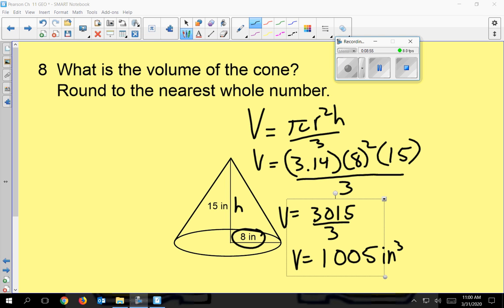Okay, so going ahead, they gave me everything that I needed. I plugged it in. Pi r squared was the base, and I'm dividing it by 3. So I plugged everything in, did my math. I believe on the top it's an approximation, 3,115 is what I got down here. Okay, when I multiplied everything from the top up there, so it's about that. I think I rounded it, and then I'm going to divide that by 3, and I get 1,005 inches cubed.